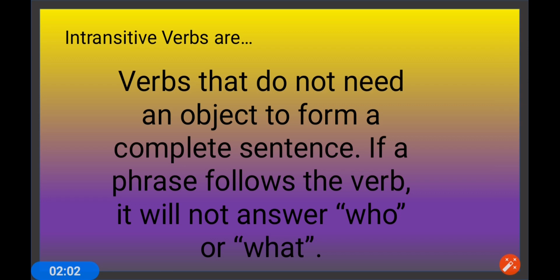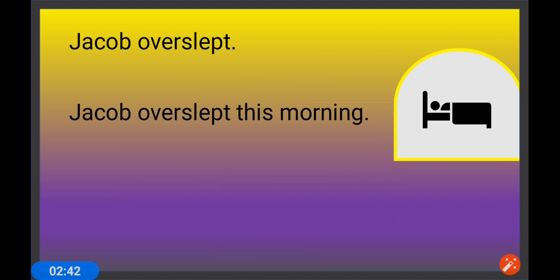Now, if a phrase follows the verb, it will not answer to who or what. Rather, it answers to when, where, how, and why. Don't forget this. We said intransitive verb answers to when, where, how, and why. Unlike that of transitive verb that answers to what or who. Do we get it?